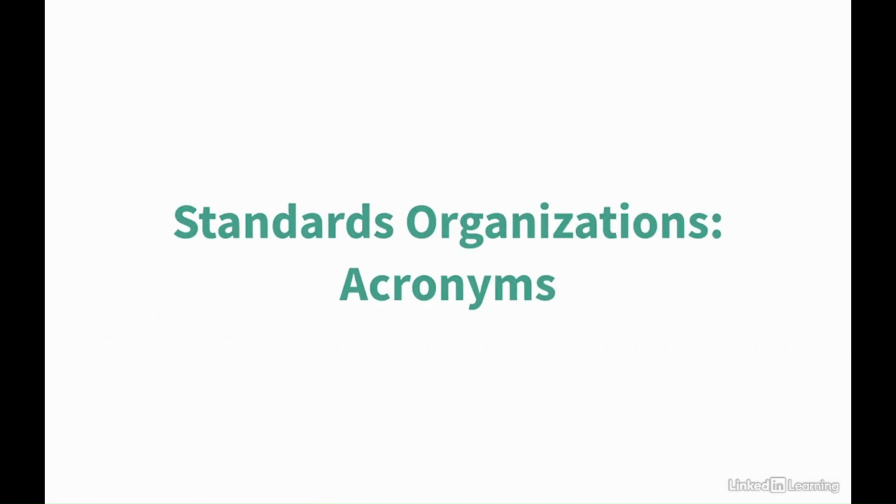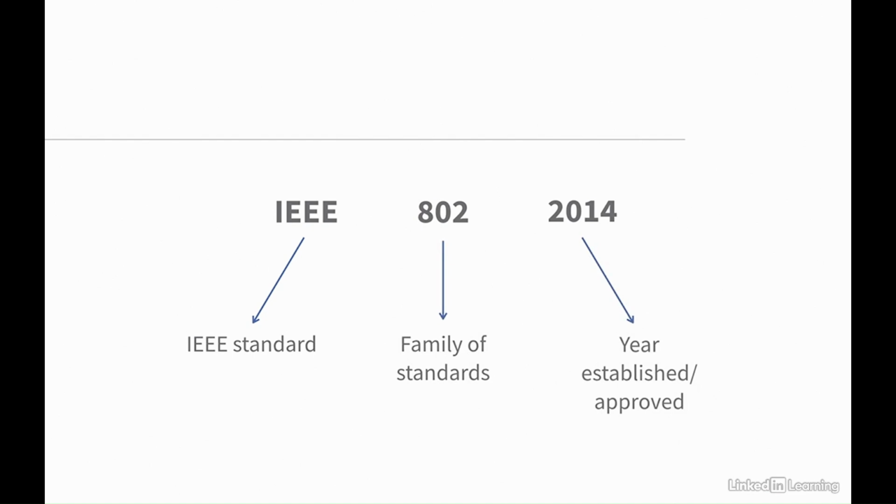This organization has a unique name format. The name of an IEEE standard starts with IEEE and a number that represents the family of standards that is grouped together by the topic selected, and the year the standard was established or approved is added at the end.